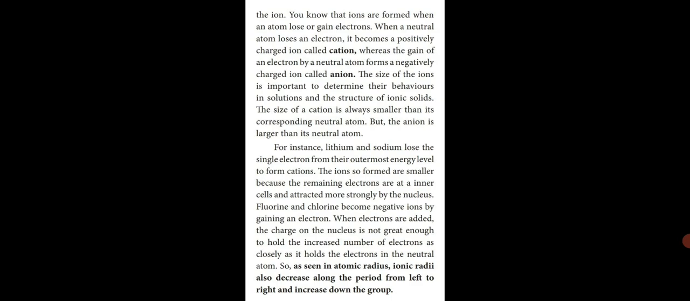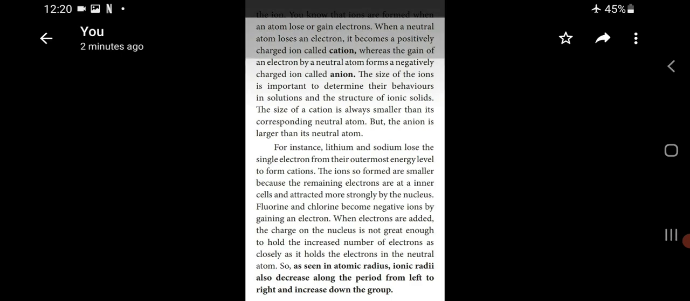So in the structure of ionic solids, the size of a cation is always smaller than the corresponding neutral atom. But the anion is always larger. For instance, lithium and sodium, Li and Na, lose the single electron from their outermost energy level to form what ion? Cation. Yes, that is a positively charged ion.